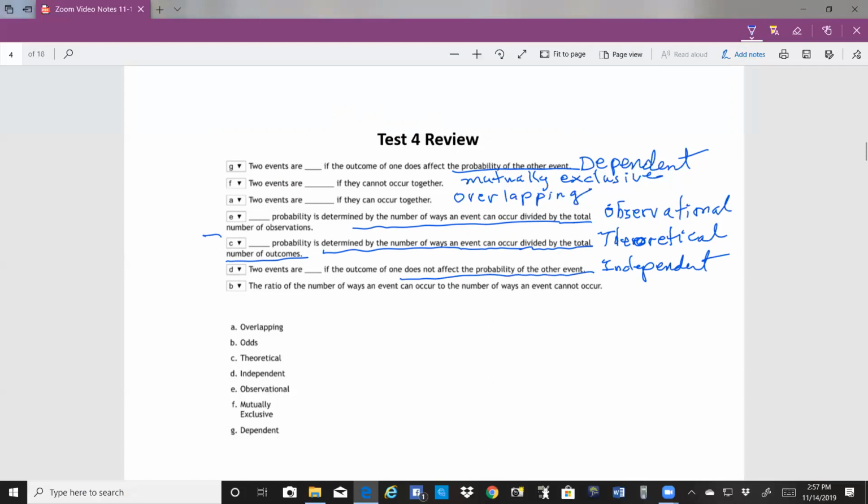And then finally, the ratio of the number of ways an event can occur to the number of ways an event cannot occur is called odds. That is also equal to the probability of the event occurring divided by the probability that the event does not occur, denoted by E with a bar over it.